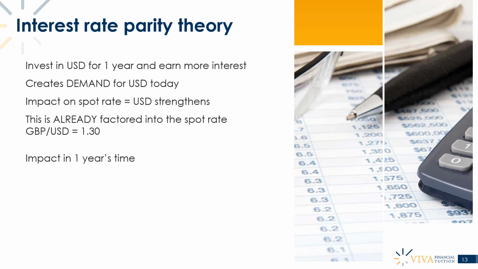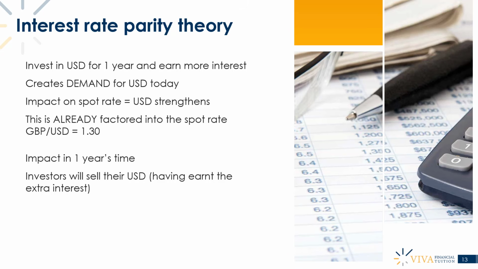Now, in a year's time, this is the effect on the forward rate. In 1 year's time, these investors with hot money are going to have a load of dollars that they don't really need. They don't particularly want dollars. They just went there to get the extra interest. So in a year's time, they're going to have a lot of dollars that they'll need to trade back into their home currency or into another currency to earn more interest. And so they will be selling their dollars in a year's time.